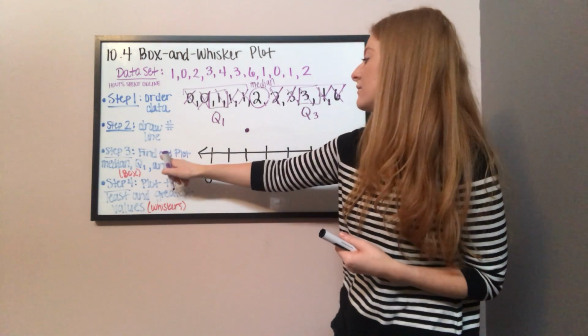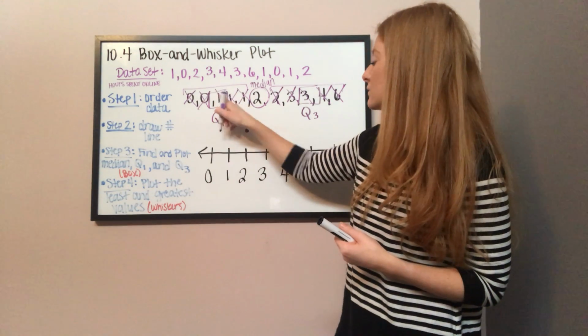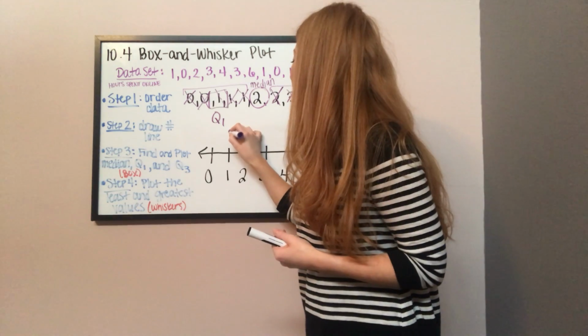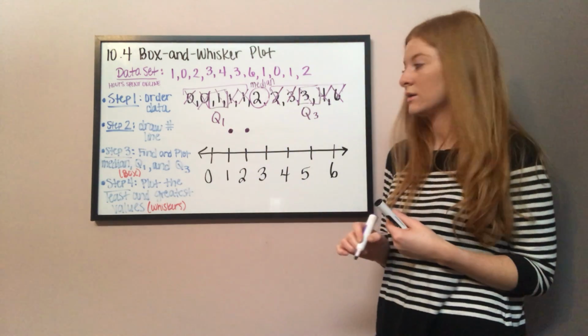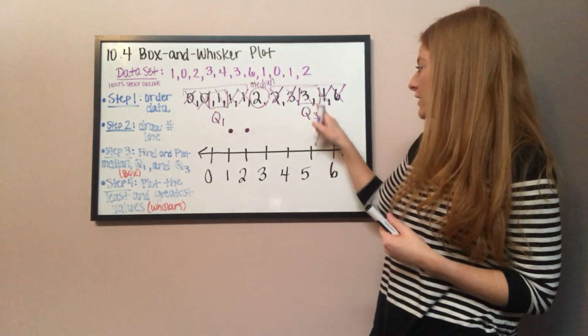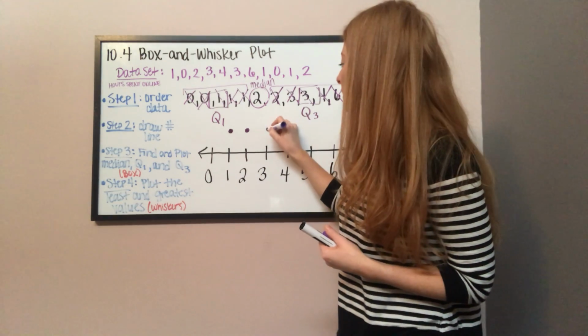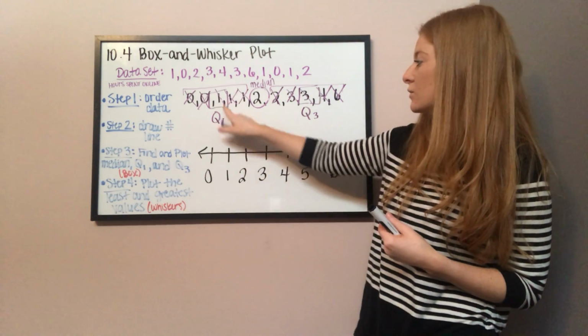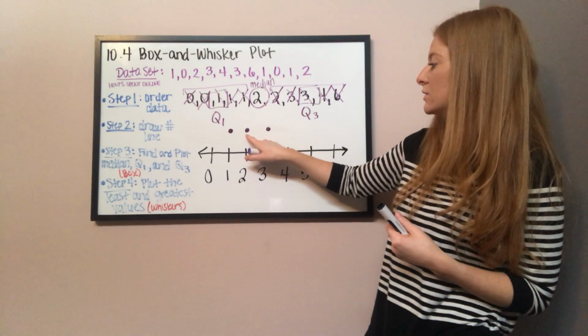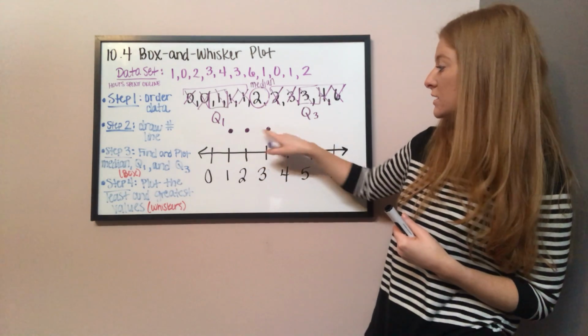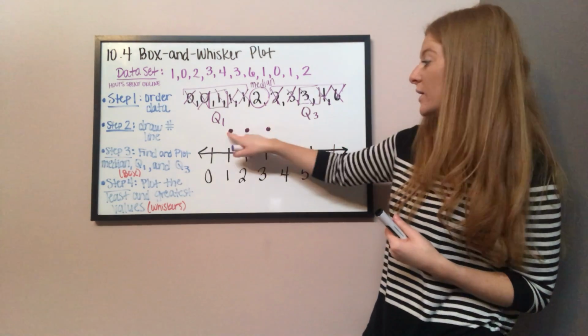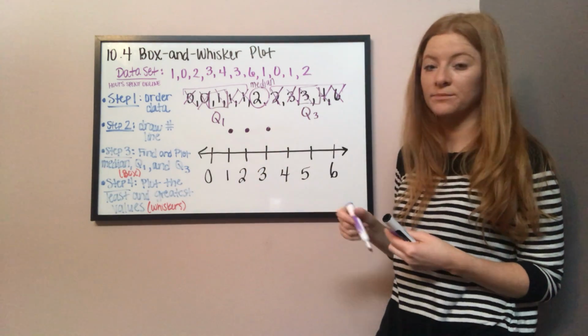And then I'm going to find Q1. That is 1. So I'm going to draw another dot at 1. And I'm going to draw a dot at Q3, which is actually 3. Okay, so again, Q1 is 1, Q2 is 2, and Q3 is 3. So I have dots above your number line.